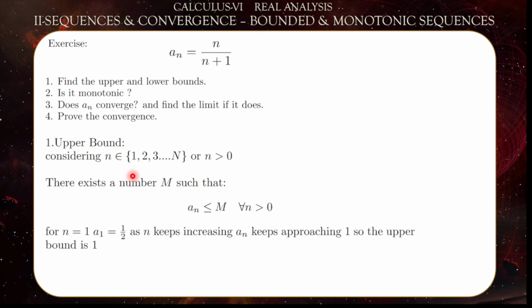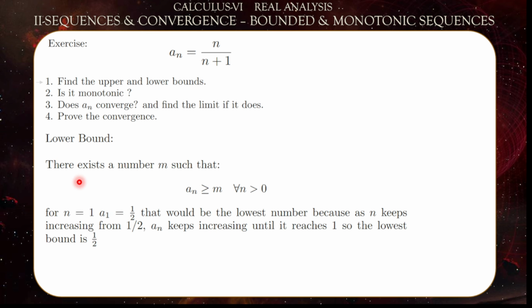Upper bound. Considering n within 1, 2, 3, all the way to capital N, or the n space, or n strictly greater than 0, there exists a number, capital M, such that a_n is less than or equal to M for all values of n greater than 0, of course. For n equal 1, a_1 equals 1 divided by 2. Now, as n keeps increasing, a_n keeps approaching 1 because the constant within the denominator becomes negligible or insignificant. So the upper bound is +1.